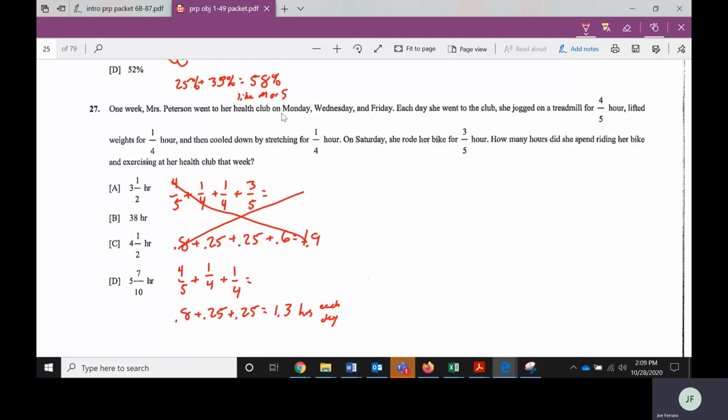Now she goes there 3 days a week, Monday, Wednesday, Friday. So we have to do 3 times 1.3, and then also add on the 1 day of the biking, which was the 3/5, which I wrote down as a decimal was 0.6. So first of all, 3 times 1.3 gives us 3.9. So that's how much she works out at the club. She had the 0.6 hours of biking on Saturday. And that's going to give us 4.5 hours total.